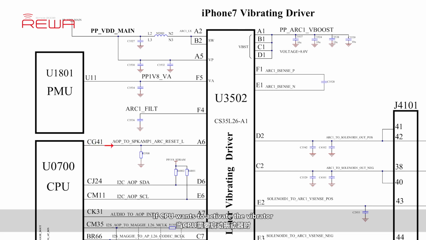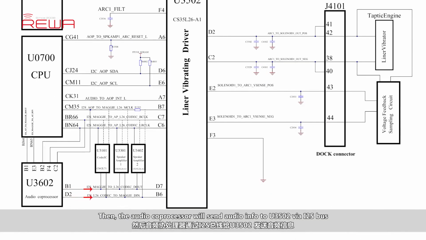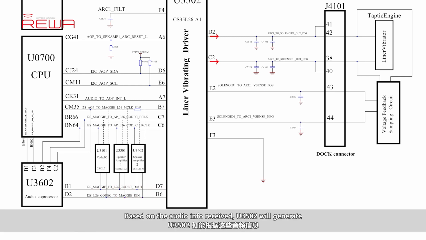If CPU wants to activate the vibrator, it will send a reset signal to U3502 at first. U3502 will then form a rail of boost circuit with M2800, so as to generate the 8 volts voltage for internal application of U3502. Then, the audio coprocessor will send audio info to U3502 via I2S bus. Based on the audio info received, U3502 will generate corresponding voltage and then transmit it to the vibrator, so as to drive the vibrator to work.